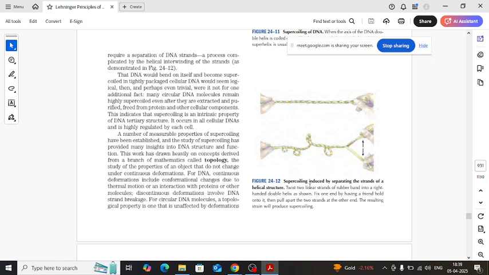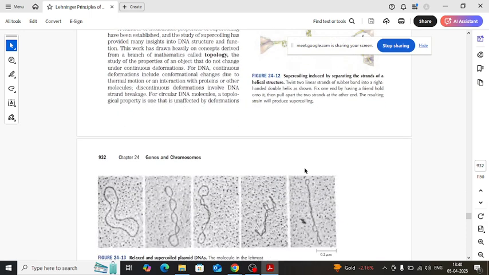So here is an example where supercoiling is induced by separating the strands of a helical structure. For example, this is a double-stranded helical structure. Now there is no supercoiling, but when you take one of the strands and pass the second strand over the first strand like this, then you tie a knot actually, which will create a supercoiling here.